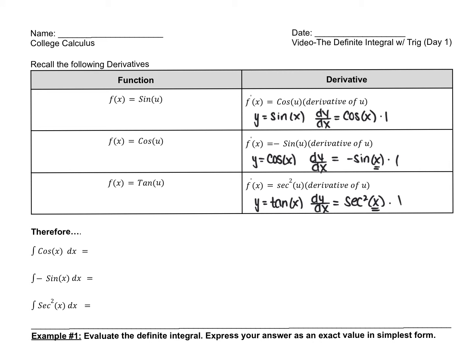So we can use these basic derivatives to show what their antiderivative would be. If the derivative is cos, where did it come from? Sine. So this would be sine of x plus c. Then if I have the antiderivative of negative sine, if that's my derivative, where did it come from? Cos. So cosine of x plus c. And then if I have secant squared as my derivative, where did that come from? Tangent. So tangent of x plus c.